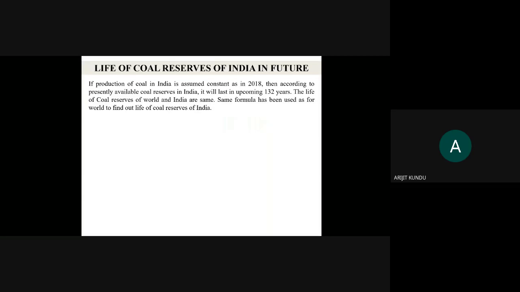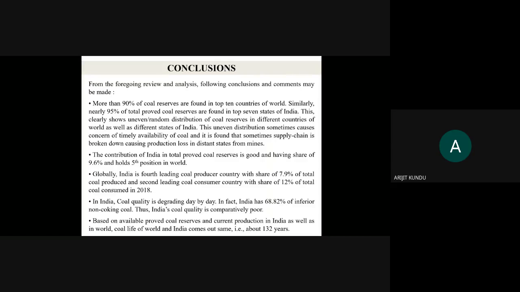Now, coming to the conclusion of my research. From the foregoing review and analysis, the following conclusions and comments may be made. More than 90% of coal reserves are found in the top 10 countries of the world. Similarly, nearly 95% of the total proved coal reserves are found in the top 10 states of India. This clearly shows uneven or random distribution of coal reserves in different countries of the world as well as in different states of India. This uneven distribution sometimes causes concern of timely availability of coal, and sometimes the supply chain breaks down, causing production loss in states distant from mines.